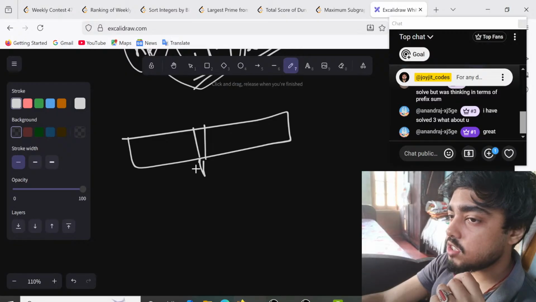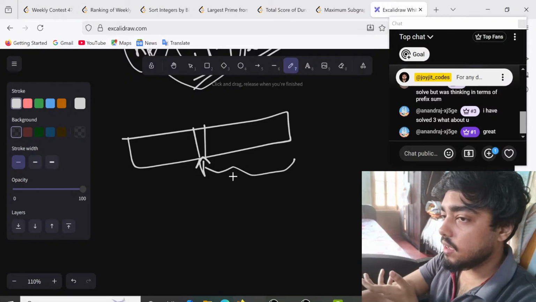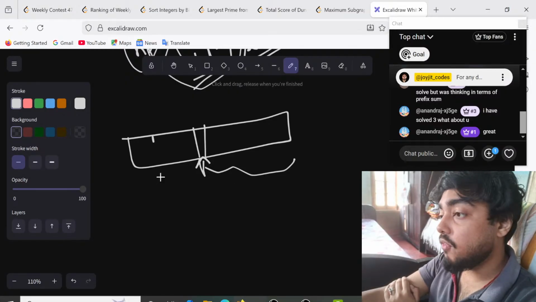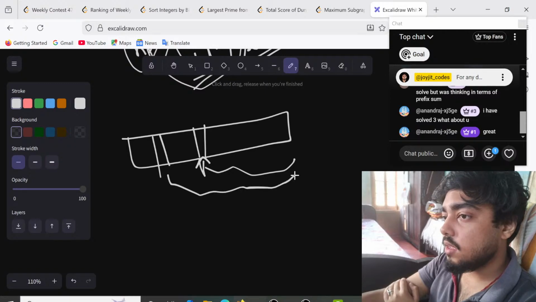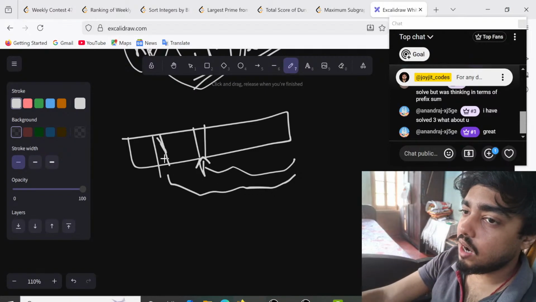So if you start from this cell, then you can meet the requirement. Okay, then what we have to do is you have to be a little bit greedy. Let's start from a cell before this. Okay, you became greedy and you failed. So this part you can't start from here.